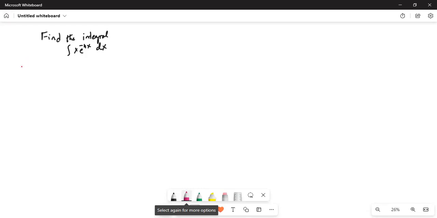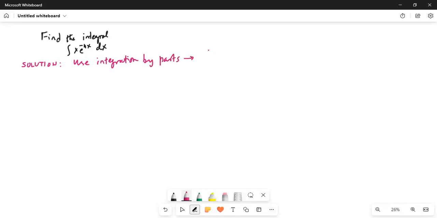So solution, use integration by parts, which states integration of u dv is equal to uv minus integration of v du. Okay, so that being the case, let's define first what is dv.